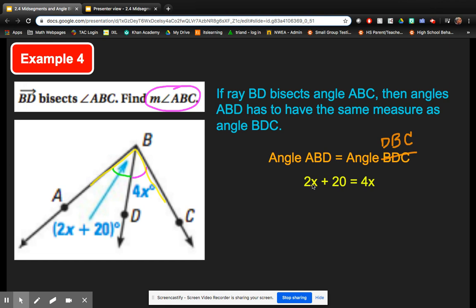Now, again, I have x's on both sides of the equation. So I'm going to subtract the smaller x from each side, which is the 2x. That's going to get rid of x on the left side and leave me with 20 is equal to 2x. Dividing by 2, that tells me that x is equal to 10.